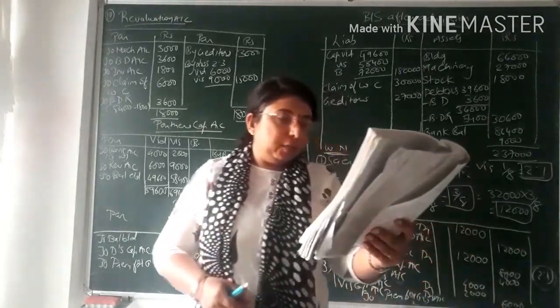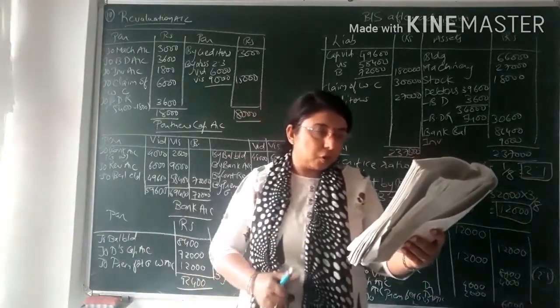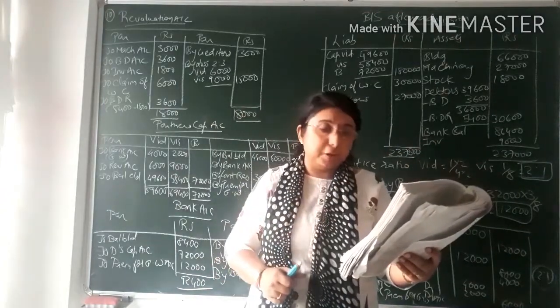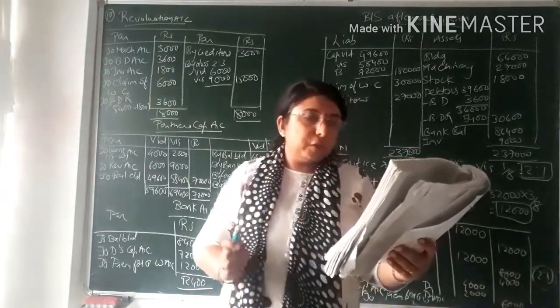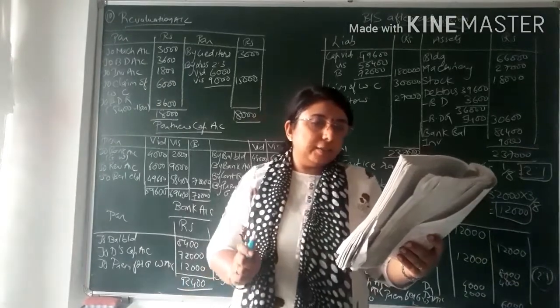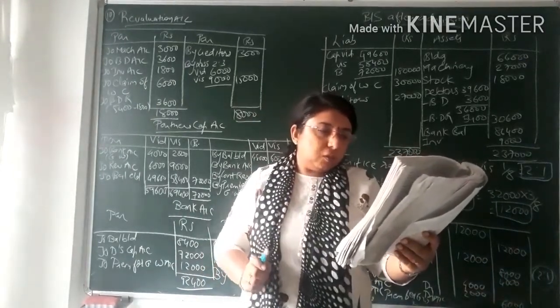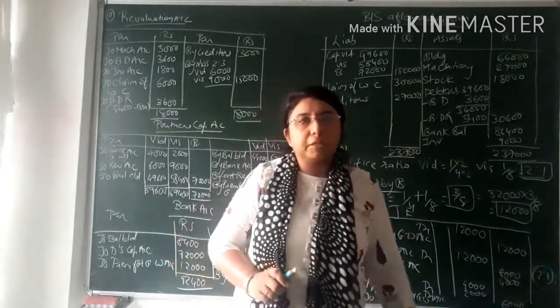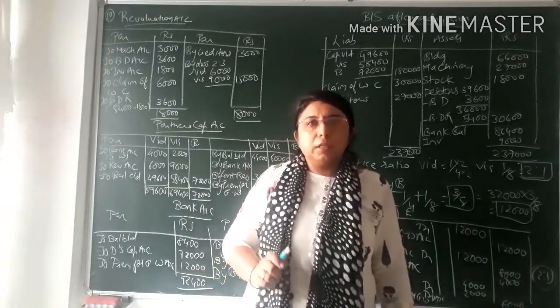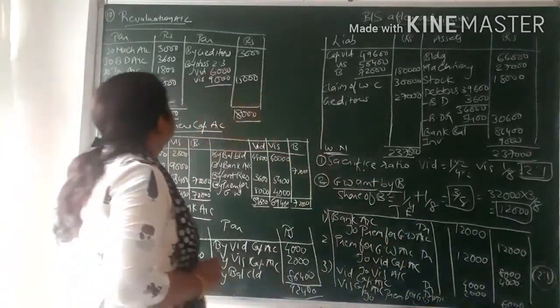Now the fifth adjustment: provision for depreciation on machinery is to be made at 10%. So what is the value of machinery given to you in the balance sheet? That is 30,000. Out of 30,000, provision is to be made for depreciation at 10%. So 30,000 at 10% would come to 3,000.